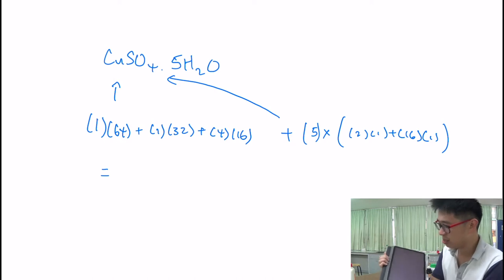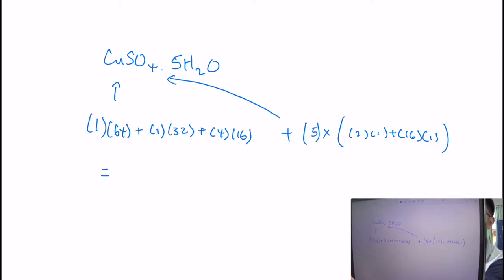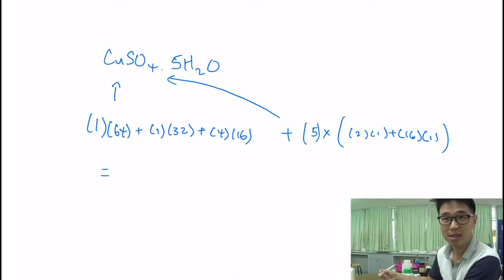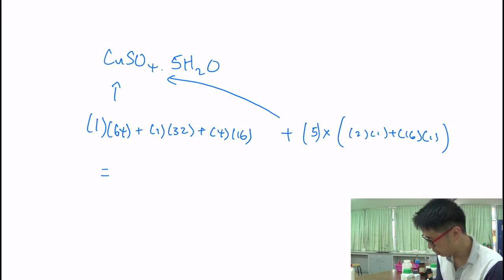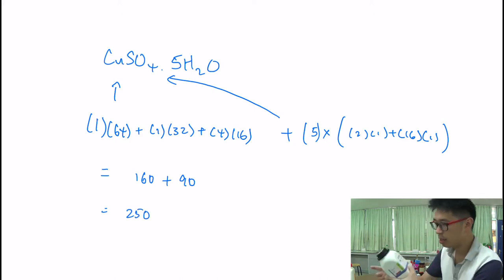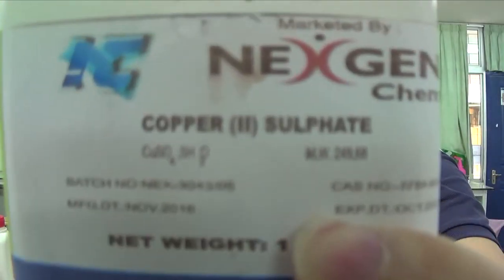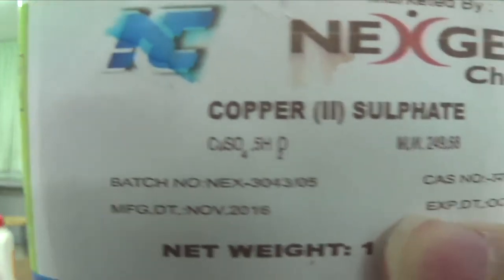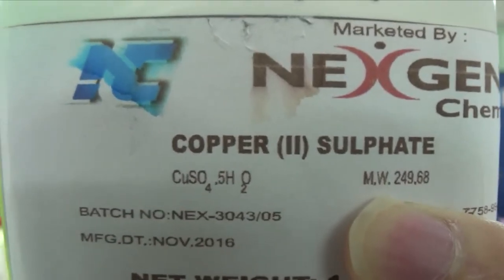So altogether I have the Mr for the copper(II) sulfate plus the Mr for the water times how many water of crystallization. 64 times 1 plus 32 times 1 plus 16 times 4, I get 160. And then I have 5 water of crystallization, so 5 times 18, that's 90. And I get 250, to the nearest whole number. If you look, these are the more accurate molecular masses. Not sure how clear it is. For 5H2O, the molecular weight is close to 250. I think it's 249 point something, because they are using more accurate relative atomic masses.